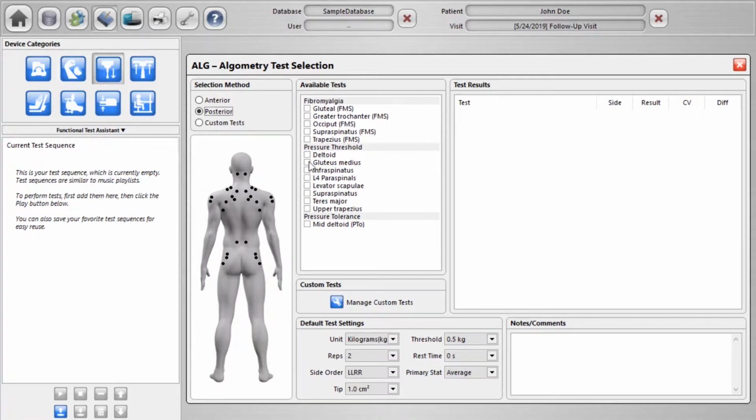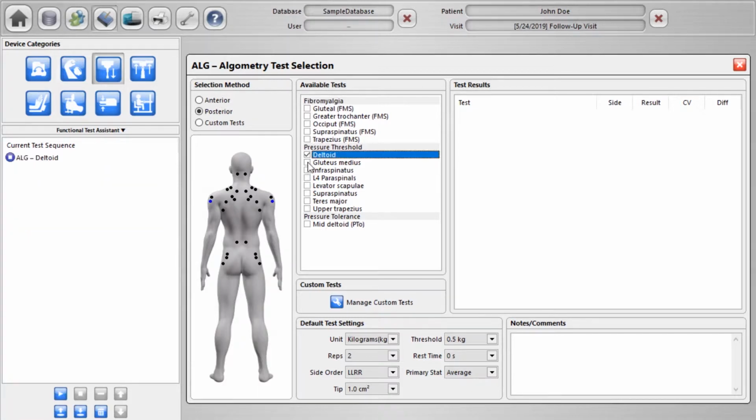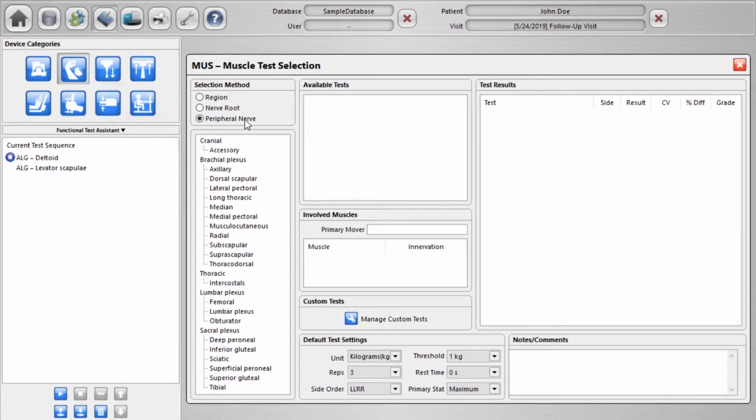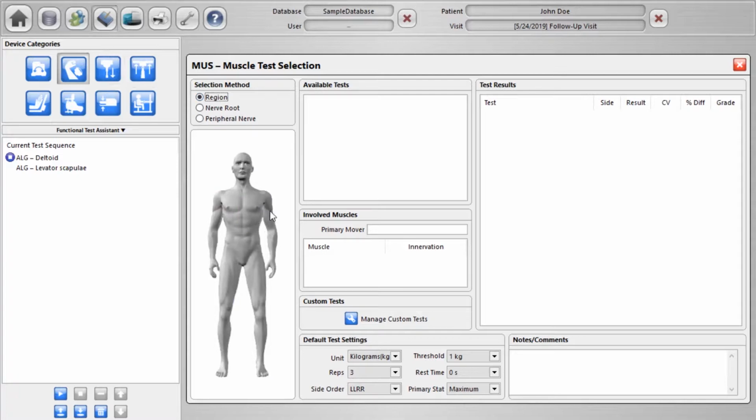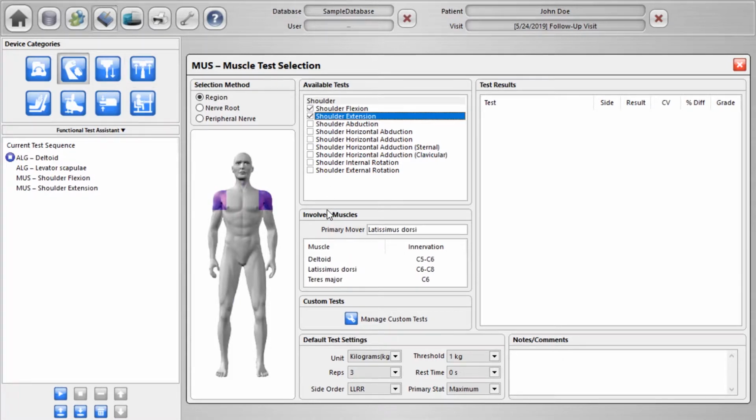We also have some pressure threshold tests in general, so we can choose things like the deltoids, levator scapulae, and of course that queues those up over on the left-hand side here. And we'll just go ahead and use these as an example. We'll also choose to do some strength assessments as well. I'm going to go ahead and choose a muscle strength tester, and here we have again a mannequin where we can choose different regions of the body, like the shoulders, let's say, shoulder flexion and extension. We'll pick a couple of those.